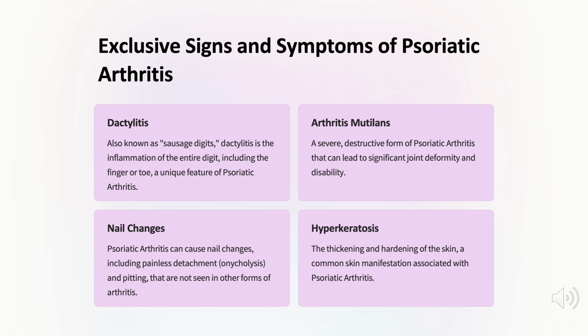Hyperkeratosis, the thickening and hardening of the skin, is a common skin manifestation associated with psoriatic arthritis, further highlighting the diverse clinical presentation of this condition. Understanding these exclusive signs and symptoms is crucial for accurate diagnosis and timely intervention in the management of psoriatic arthritis. Let's explore further into its complexities and implications.